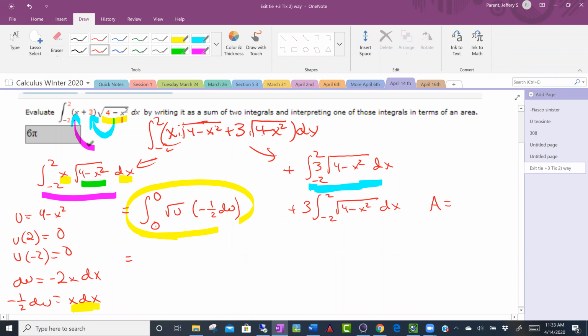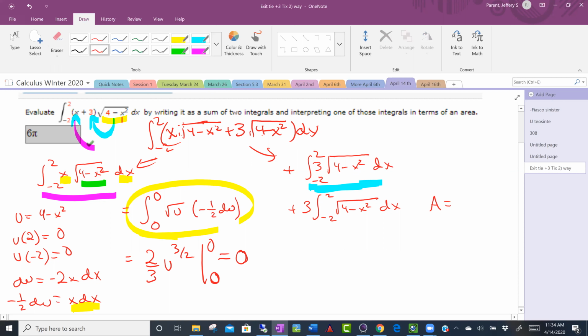Now, even more to the point, as far as this particular one is concerned, take a look at the upper and lower limits. If you found an antiderivative here, it would be 2/3 u to the 3/2. But can you see what's coming? It doesn't matter that I have 0 and 0. What matters is that these two are the same. So when I put those in, if the limits are the same, I'm going to be subtracting something from itself. I'm going to get 0.